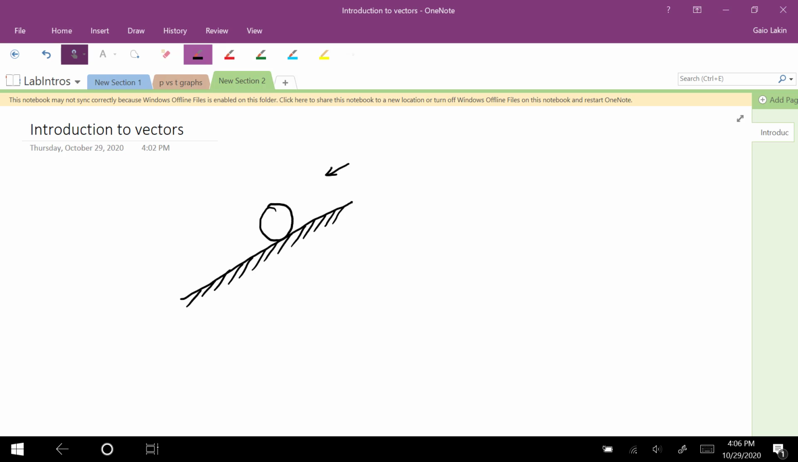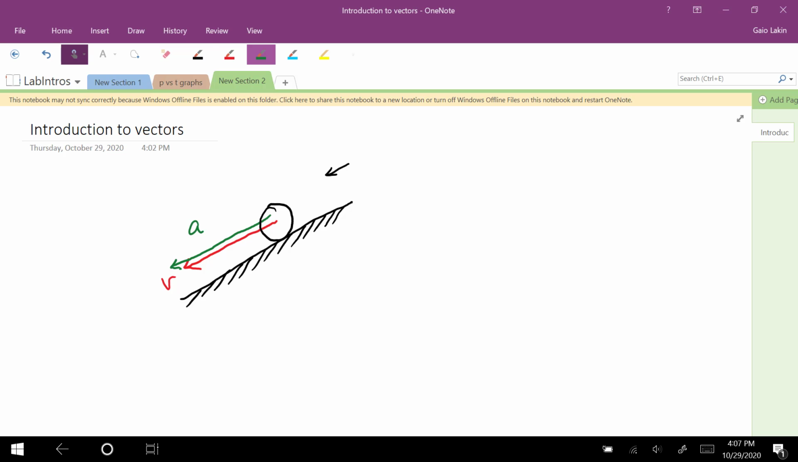Okay, so if this ball's rolling down the hill and it's speeding up because of gravity, what do we know about the directions of the velocity and the acceleration? Well, the velocity is the direction that it's moving. So the velocity will be like this. And then what do we know about the direction of the acceleration? Well, if it's speeding up as it goes down the hill, then velocity and acceleration have to be in the same direction. And so the acceleration is also that way.